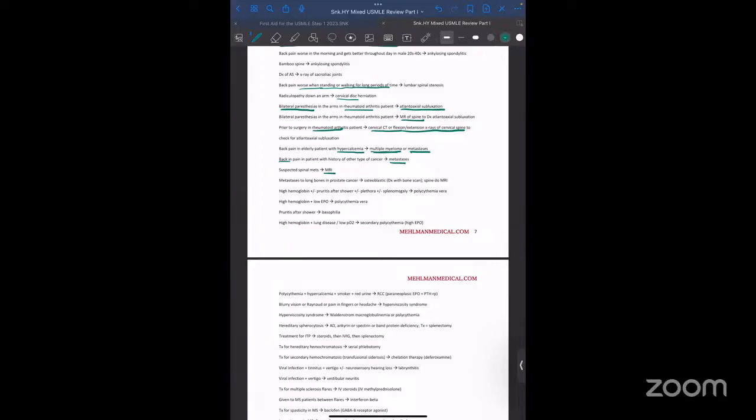METs to long bones and prostate cancer are osteoblastic, diagnosed with a bone scan. For spine, do an MRI. Oh, interesting. So METs to the long bones and prostate cancer, there are osteoblastic lesions. So they're diagnosed with a bone scan. If it's a spine only, we do MRI.